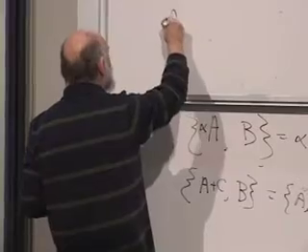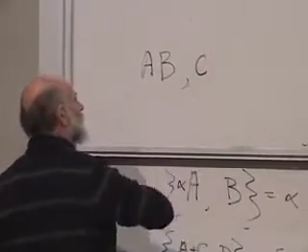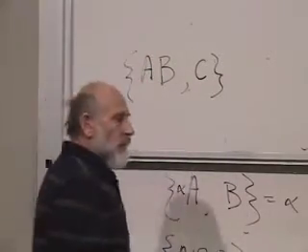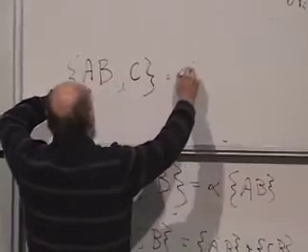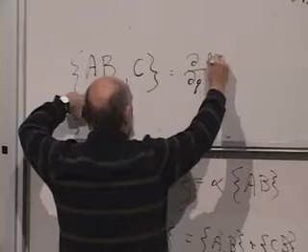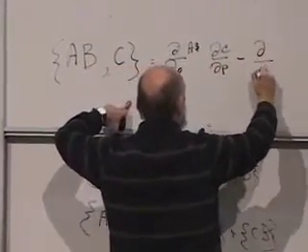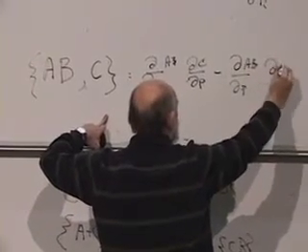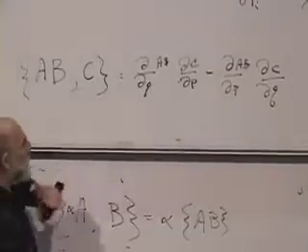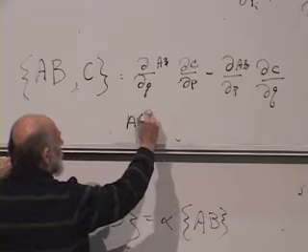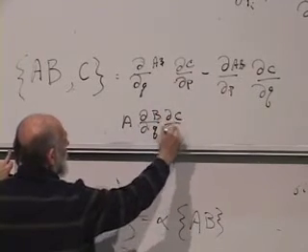What happens if I take A times B, not plus, A times B with the Poisson bracket with C? Well, let's work it out and then abstract from what I worked out the general answer. This is equal to the derivative with respect to Q of AB times the derivative with respect to P of C minus the derivative with respect to P of AB times the derivative of C with respect to Q. But now all we have to use is the product rule for derivatives. The product rule says that this is A times the derivative of B with respect to Q times the derivative of C with respect to P.